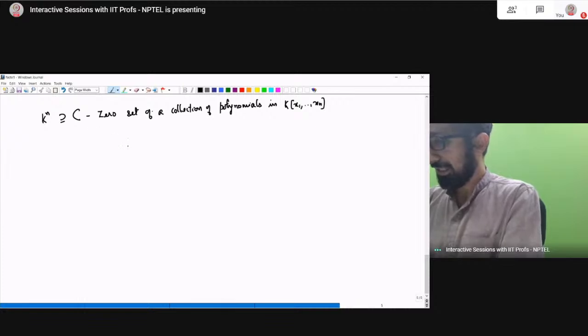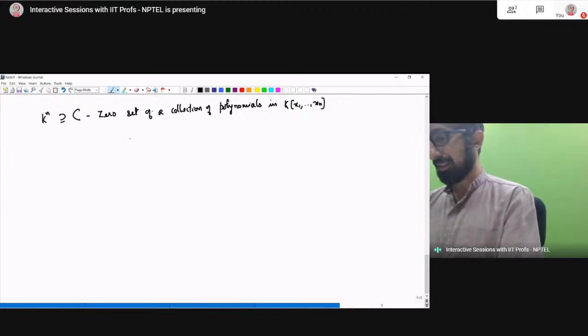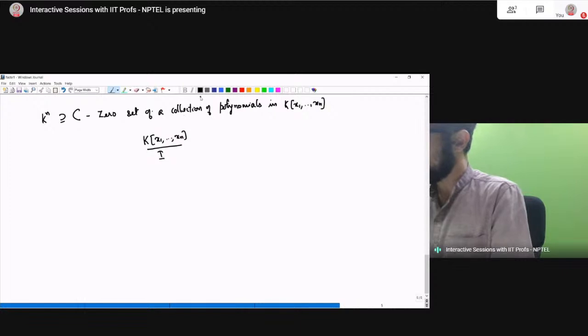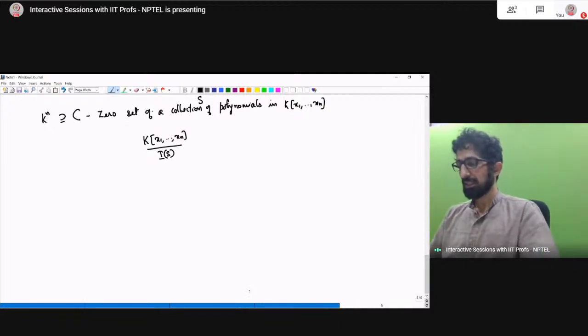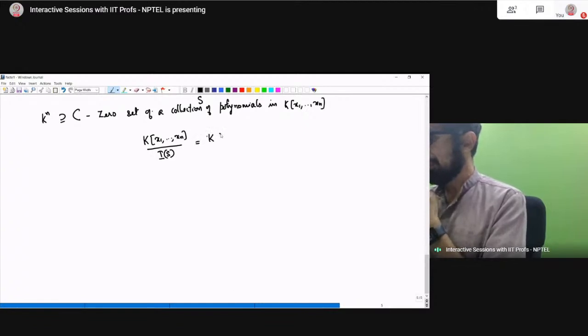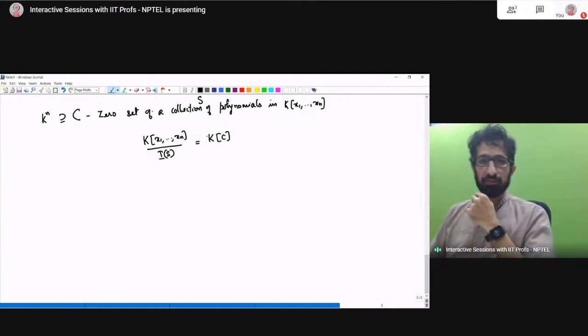Now there is a concept called the coordinate ring of C. The coordinate ring of C is given by K[x1, ..., xn] mod I, where I is the ideal generated by S, the collection whose zero set is C. This is called the coordinate ring of C, sometimes denoted K[C].